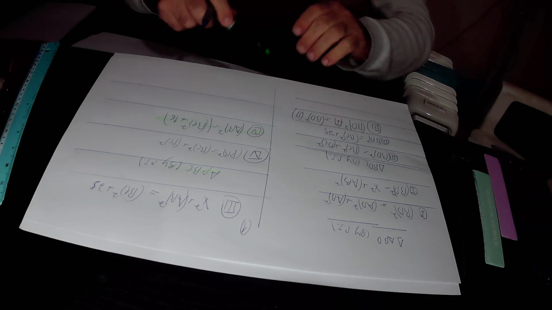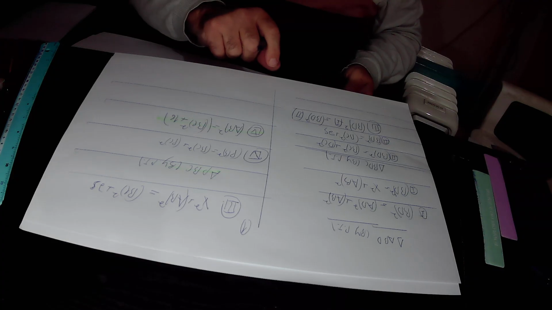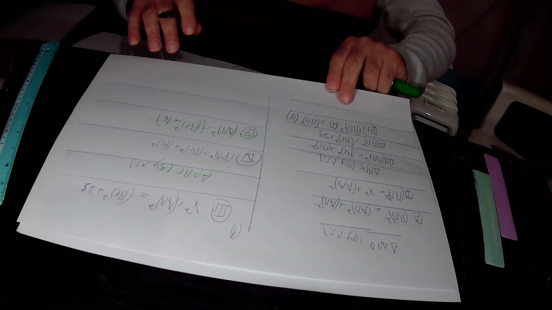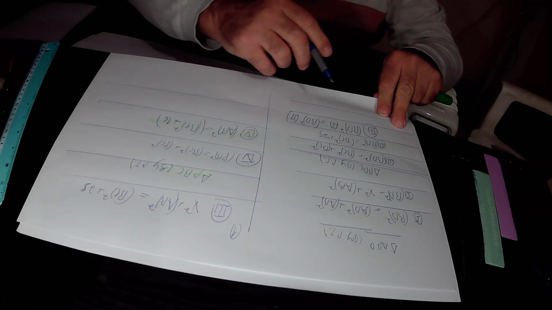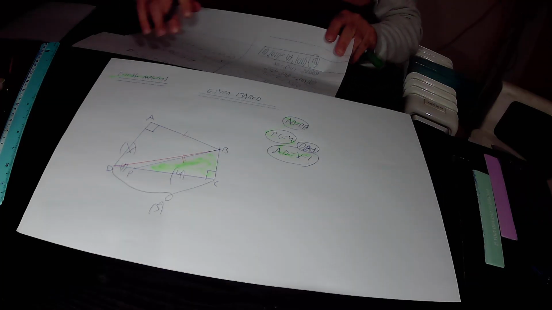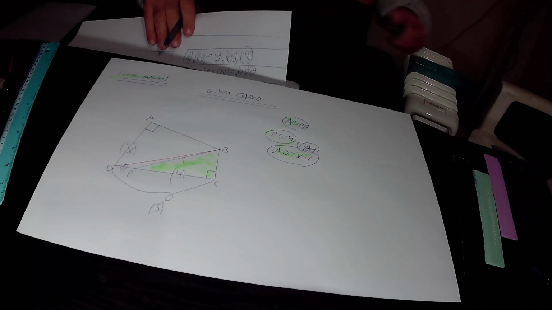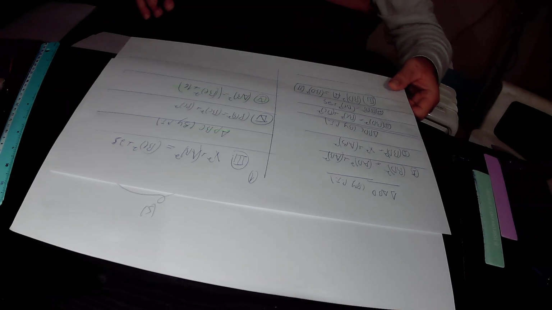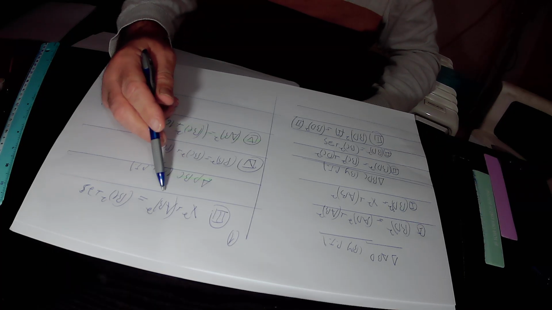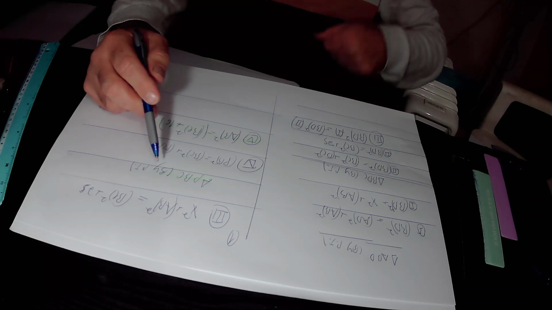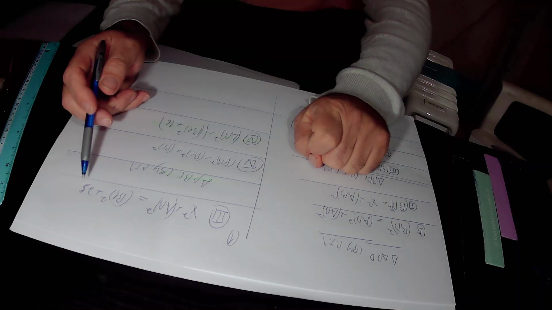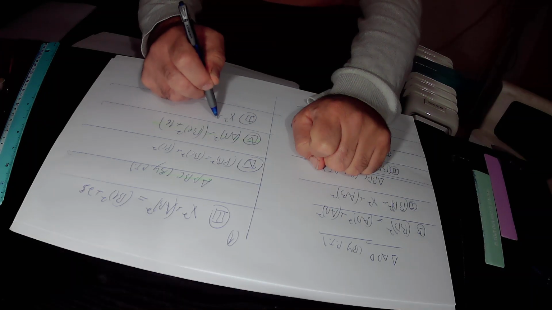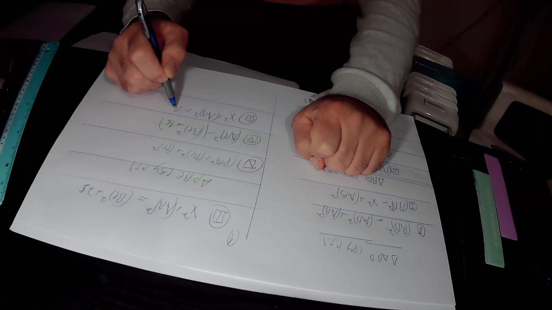This is according to equation 4, while according to equation 3, we already found out that x squared plus AB squared equals BC squared plus 25.